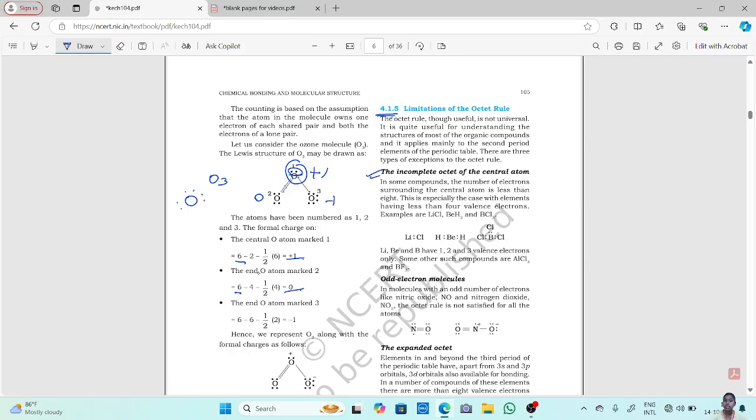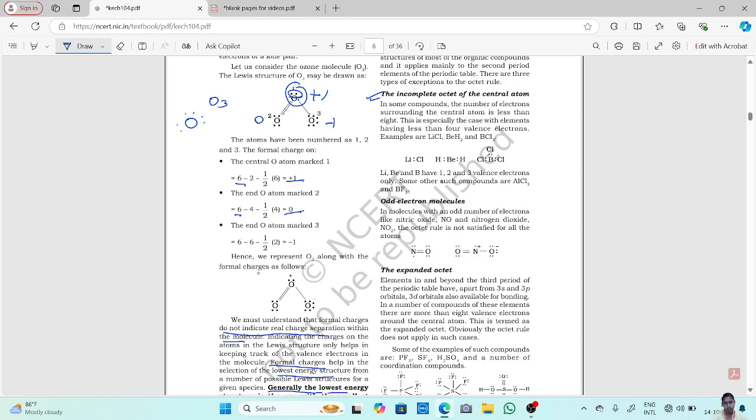The first one is the incomplete octet of the central atom. In some compounds, the number of electrons surrounding the central atom is less than 8. For some molecules, to attain their complete electronic configuration, they require more electrons, but the central atoms show less than 8 electrons around them. This is especially the case with elements having less than 4 valence electrons.